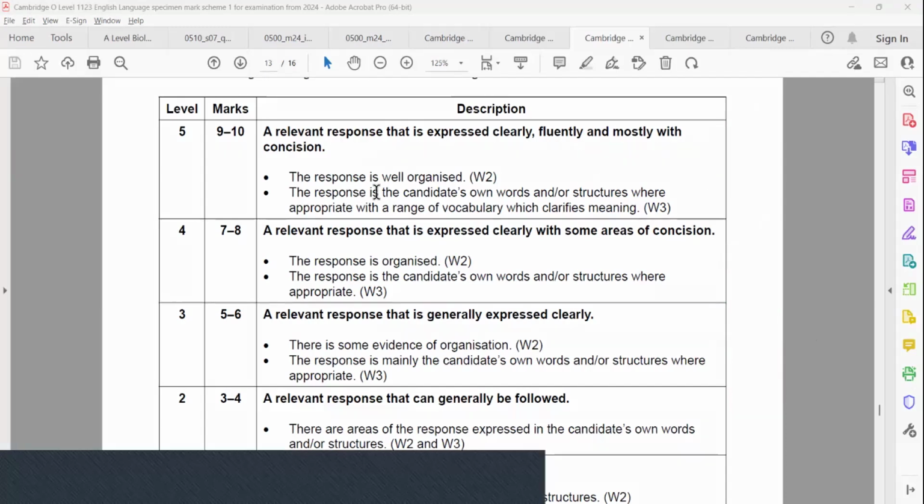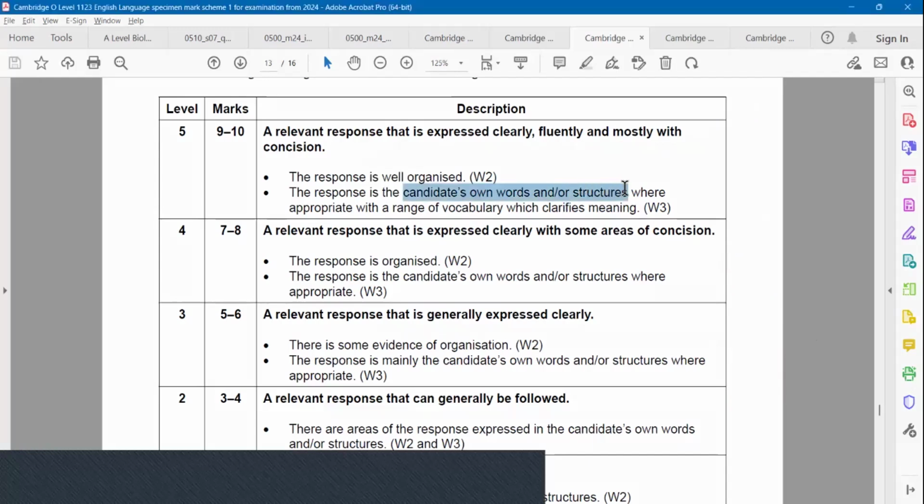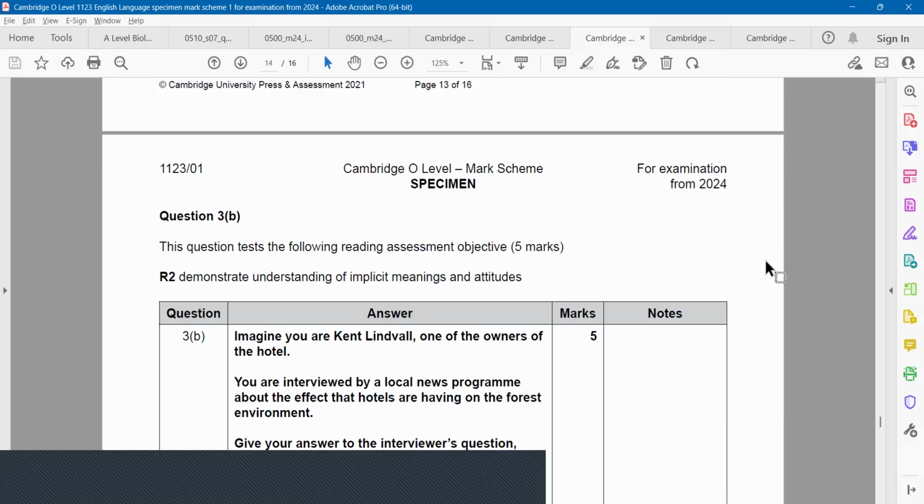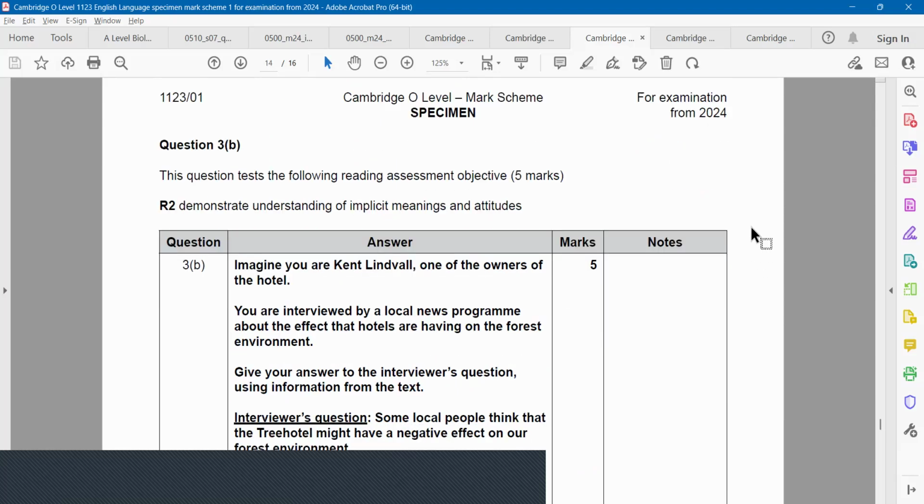Then the response is in the candidate's own words and or sentence structure, right? And a range of vocabulary which clarifies meaning. So, right, that should be clear at this point of our course.